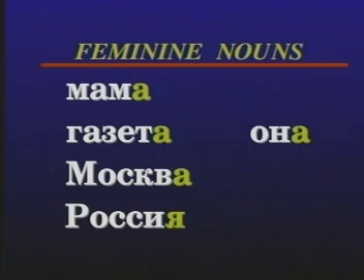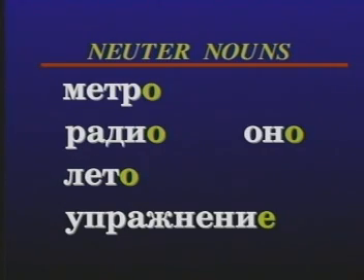Now, neuter nouns. Neuter nouns end in «о» or «е». Метро, радио, лето, упражнение. And the neuter noun is replaced with the pronoun оно. Оно is our neuter pronoun and it also ends in о. Notice how consistent we are. Any neuter noun can be replaced with the pronoun оно.